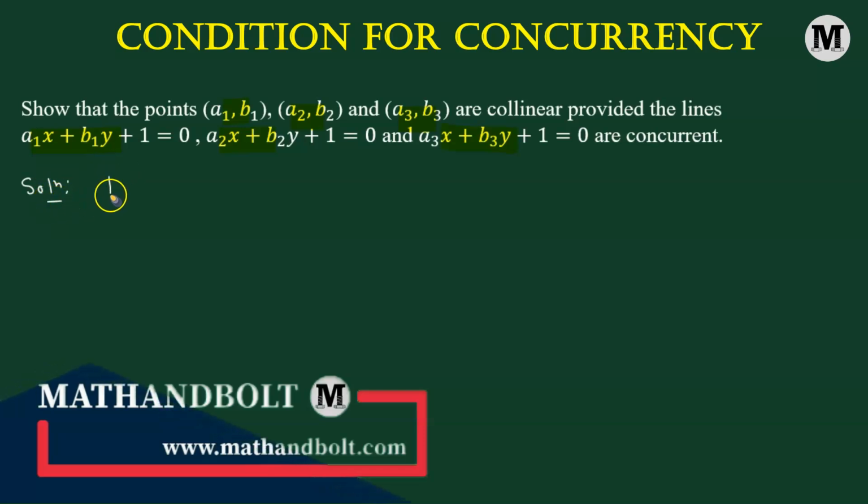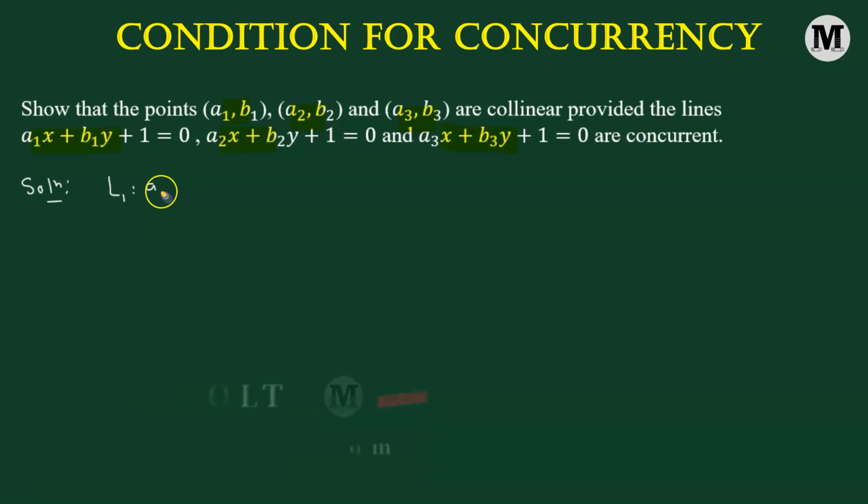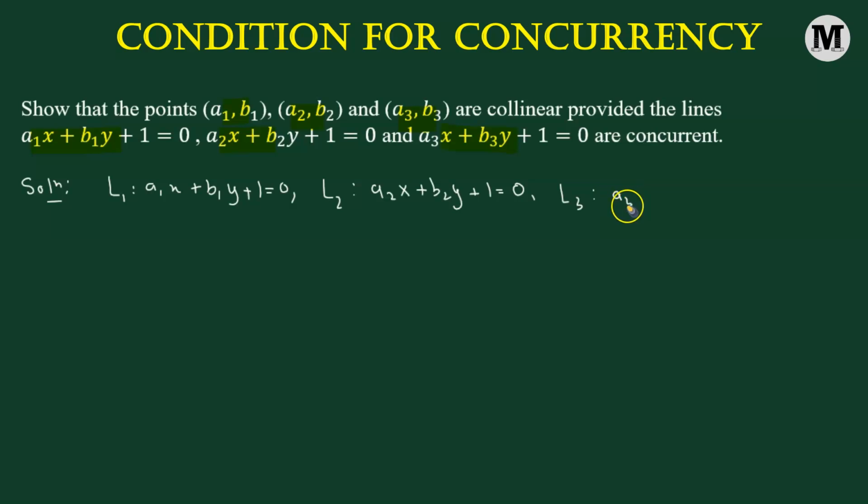So here we have the line L1 with equation A1x plus B1y plus 1 equals 0. Then we have the next line L2. L2 has the equation A2x plus B2y plus 1 equals 0. And then we have the third line, given by A3x plus B3y plus 1 equals 0.